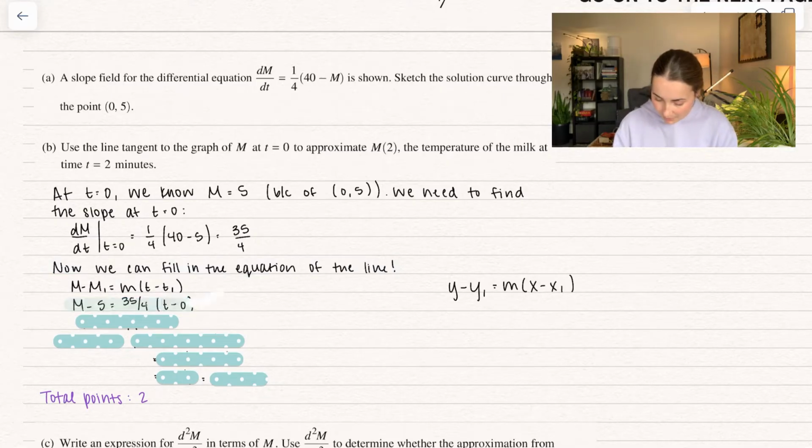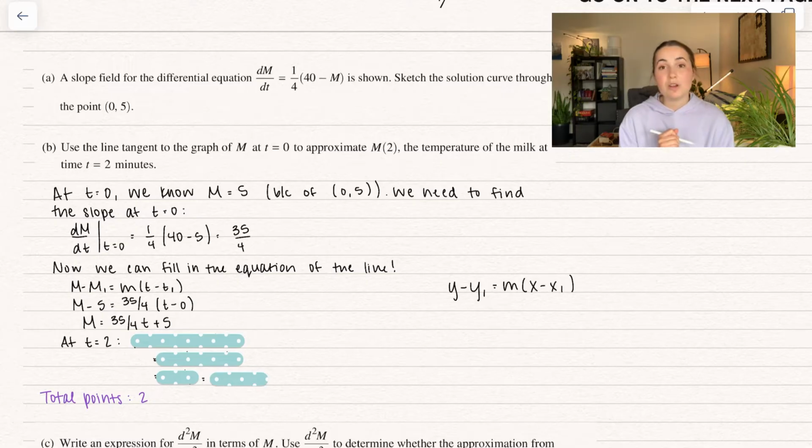So let's go ahead and plug that in. We have m minus 5 is equal to 35 divided by 4 times (t minus 0). So here we can go ahead and simplify. We can add that 5 over, and here we get the equation of our tangent line. So remember, we're trying to approximate it at t equal to 2. So let's go ahead and plug that in. We can cancel out this 4 and 2. That's just going to leave a 2 in the denominator, right?